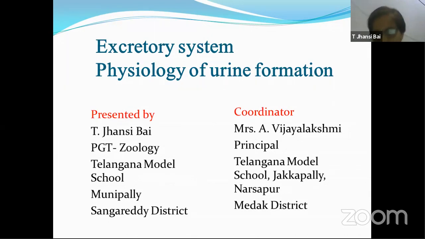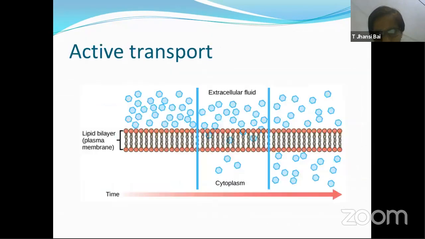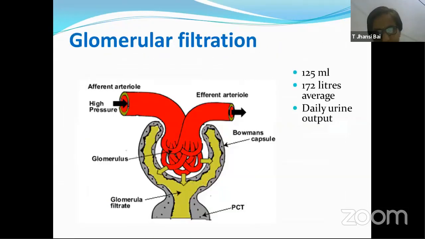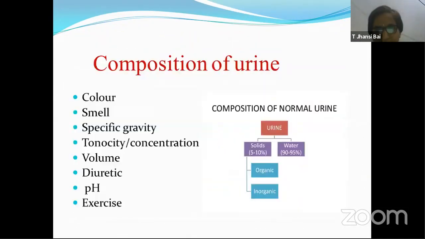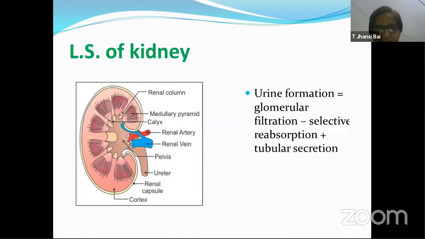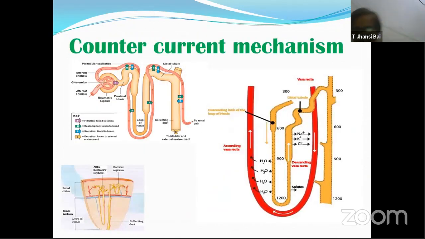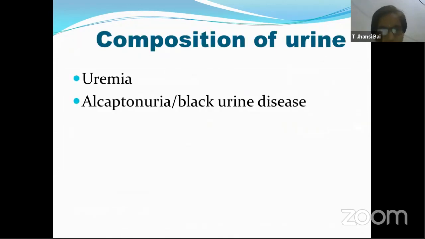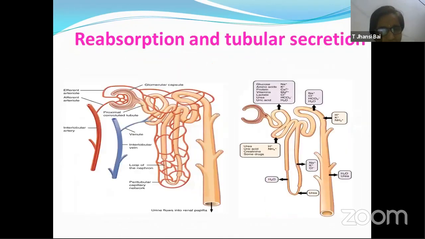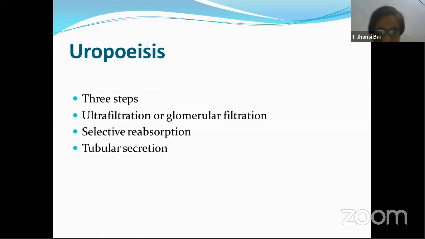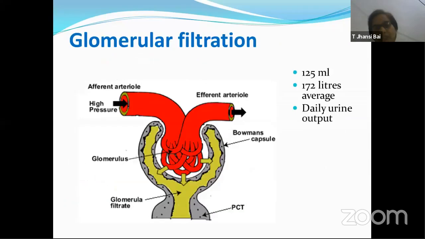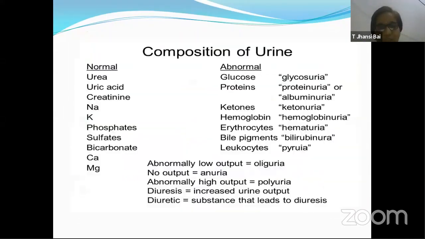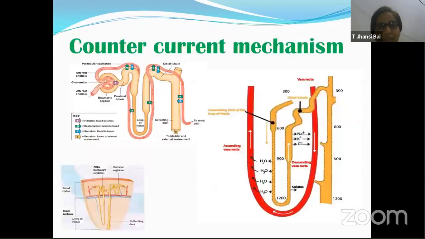Let's continue. Let me quickly run the slides so that you will have a recapitulation of what we have done earlier. I stopped here, right? Counter current mechanism. What did we learn earlier? We learned about the physiology of urine formation, that is ultrafiltration or glomerular filtration, selective reabsorption, and tubular secretion. Today we are going to learn something called the counter current mechanism.